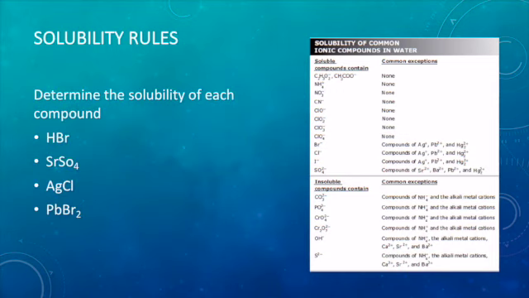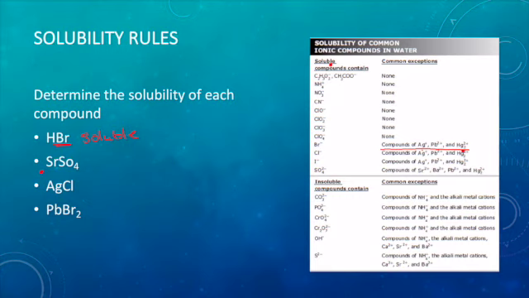So determine the solubility of each compound. So HBr. So we're going to look at the anion, which is bromine. So it is soluble most of the time, and the only exceptions are silver, lead, and mercury. So this isn't one of those exceptions, so it is soluble.